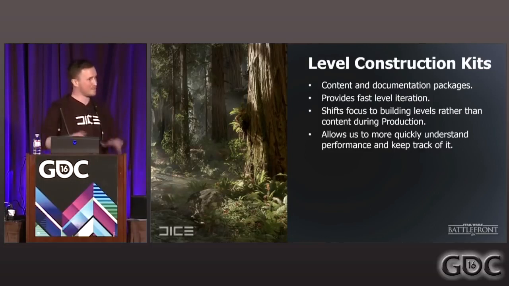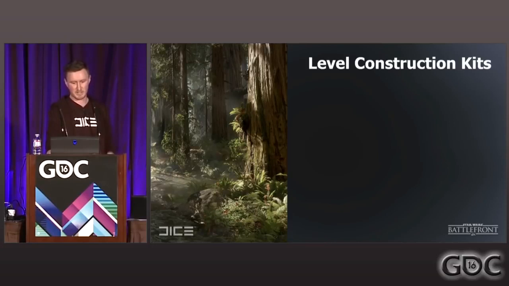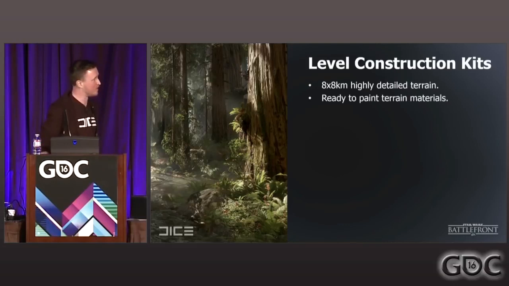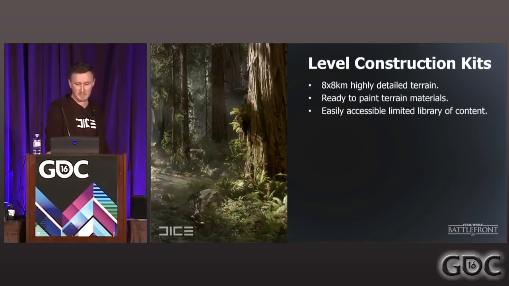And as these were very self-contained packages, it naturally meant that the performance was quite easily understandable. There was no kind of outside influences being pulled into this biome, so what was in there was very, very quick to understand and keep track of throughout production. What it would include is the 8 by 8 kilometer terrain, along with the big backdrop meshes, of course, the ready-to-paint terrain materials, and the library of assets, which was easily accessible and categorized in our database. So again, not pulling in outside influences which would affect performance and things.